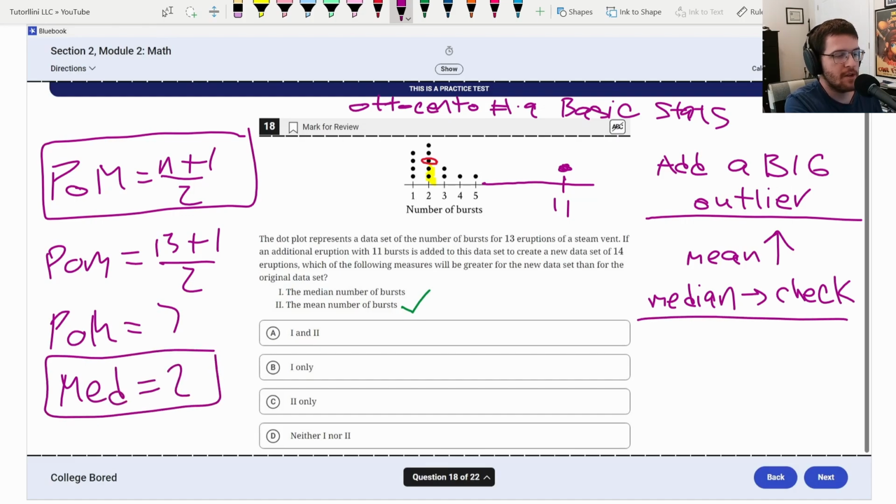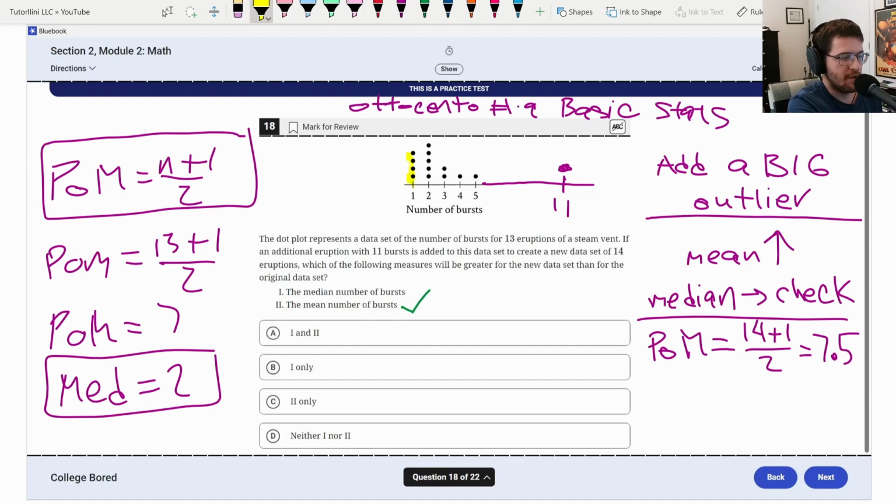Now, if I do it with the 11, there are now 14 data points. So I have to do position of median equals not 13, but 14 plus 1 over 2. And I get 7.5. I go over this in my videos. The decimal means we need to look at the two numbers closest to that number. So 7.5 is smack between 7 and 8. So we're going to look at the 7th and the 8th data value and then average them if they're different.